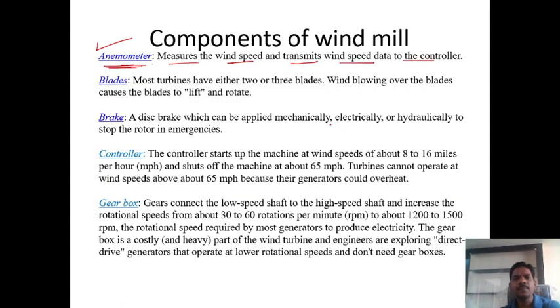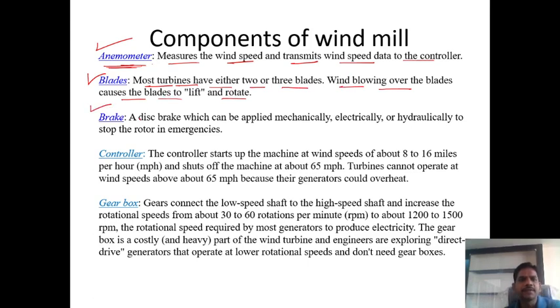Then after that, the second component is the blades. What is the use of the blades? Most turbines have either 2 or 3 blades. Wind blowing over the blades causes the blades to lift and rotate.